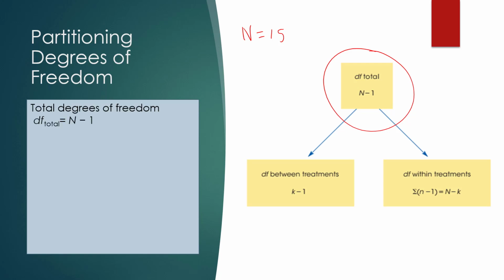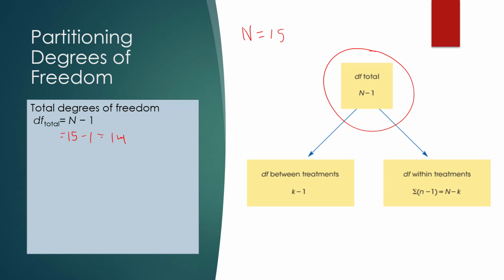So our formula for degrees of freedom total is N minus 1. If we know that big N is 15, and remember big N is the total number of scores or participants in our experiment, minus 1, it's going to give us a value of 14.